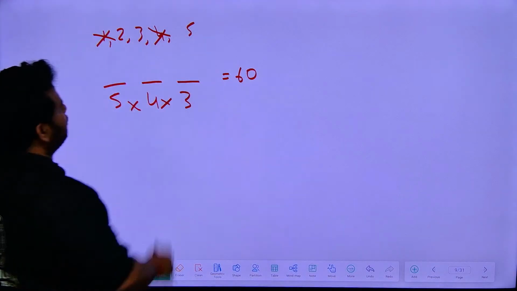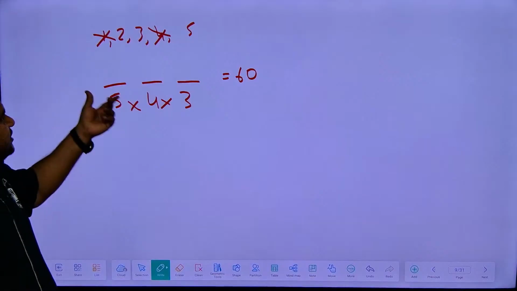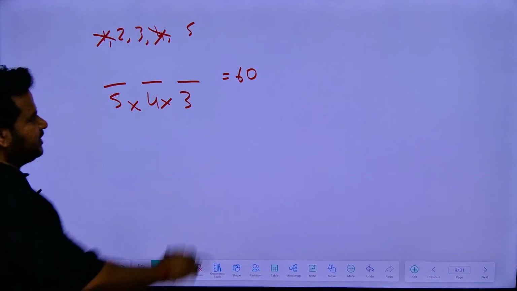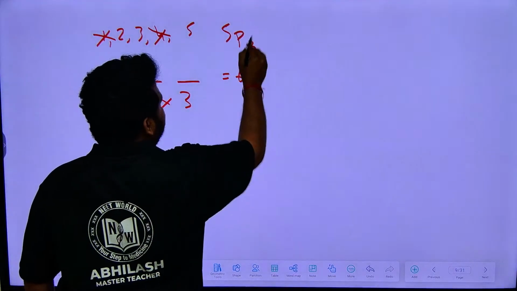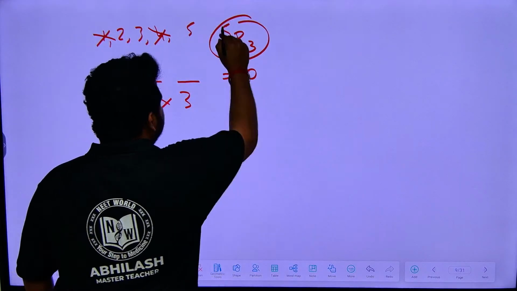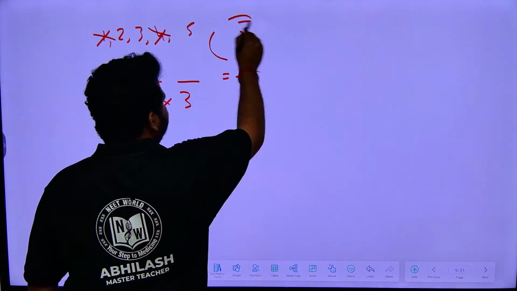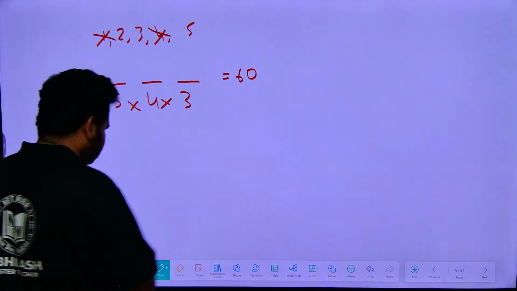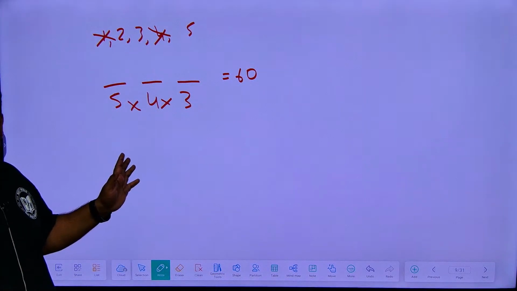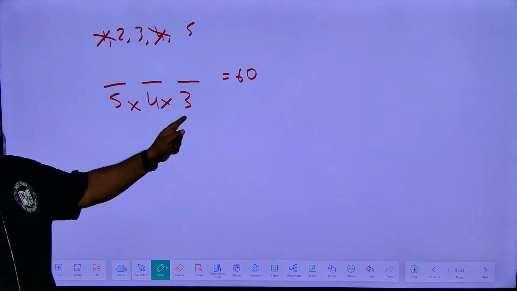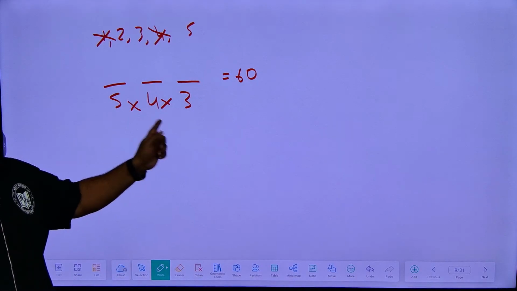How many ways can you make a 3-digit number using these 5 digits? Usually, we will write it as 5P3. Correct? We will write this as 5P3. No need to learn this formula. Without using the formula, you should be able to work it out, because the concepts will help you more than the formulas. Understood how to arrange this? This will give you 60.